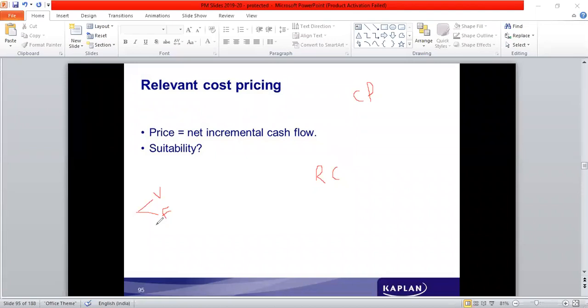Now, if that is the case, we see that variable cost is a relevant cost, but fixed cost again is categorized as avoidable fixed cost, traceable fixed cost or direct fixed cost. These are the terms that can be used. So fixed cost can be categorized as traceable fixed cost, and then we have unavoidable fixed cost.